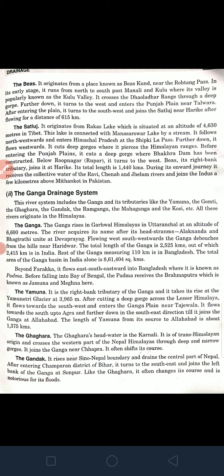Below Roopnagar, it turns to the west. Beas, its right bank tributary, joins it at Harike, as we studied above. Then its total length is 1440 kilometers.